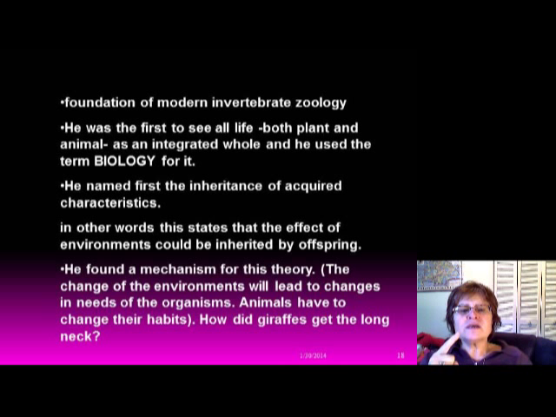He also named first the inheritance of acquired characteristics, which in other words means that the effect of the environment could be seen on the offspring. He also found a mechanism for this theory: that the change of the environment will lead to changes in needs of the organisms. Animals have to change their habits. I mean, how did the giraffe neck get so long, basically? That's the question.